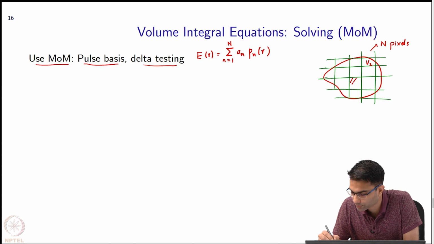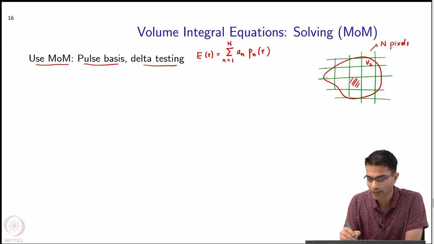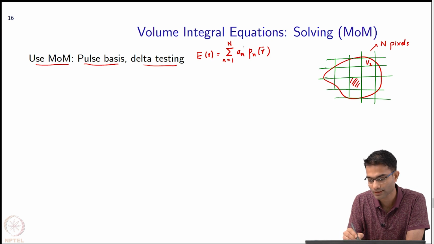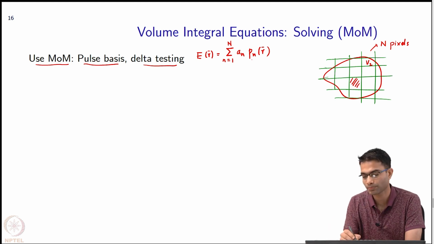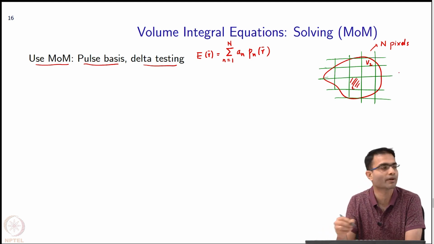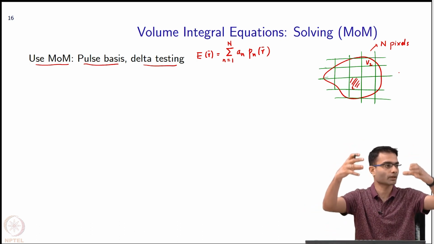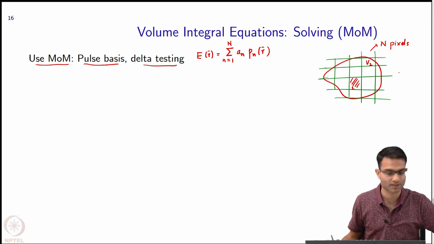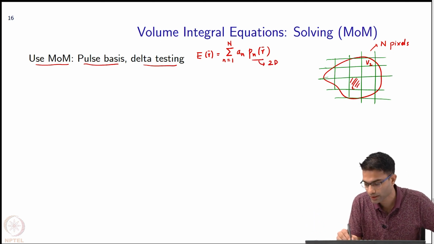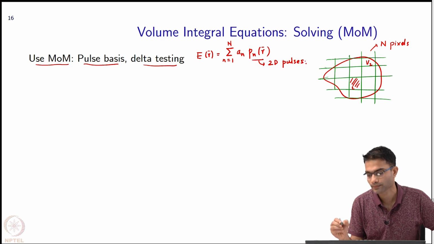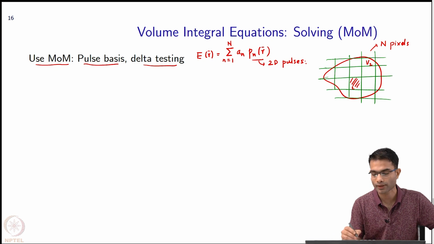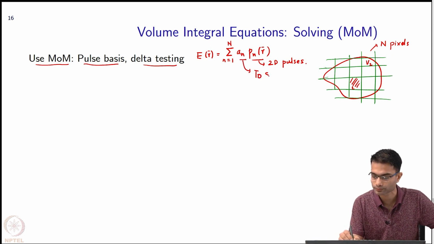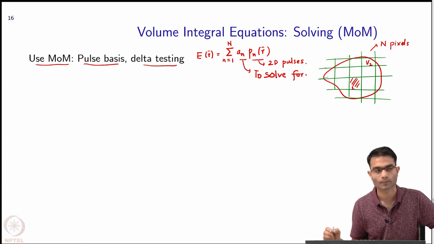So, if I take this to be the nth pulse, I am being a little lazy in just writing r, actually it is the vector r. It is a 2-dimensional problem, so it is a vector r. So, this P_n(r) is 1 over here and 0 everywhere else, right. It is like a column of height 1, 0 everywhere else. These are my 2D pulse basis functions. So, the unknown was electric field, now the new unknowns are the a_n, right. So, I have to solve for these.